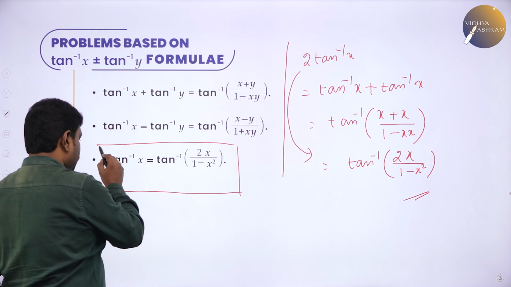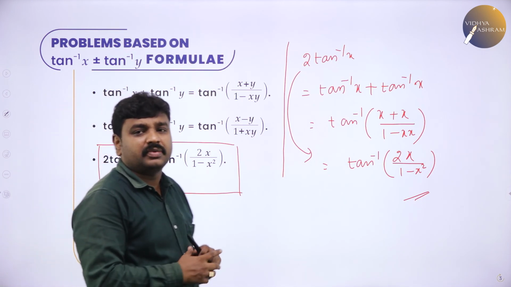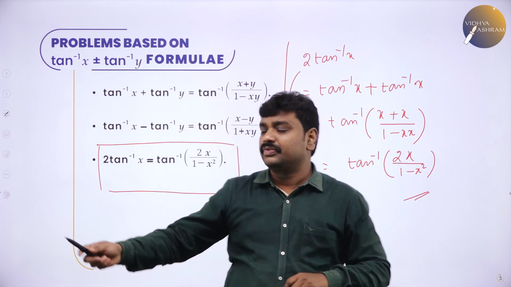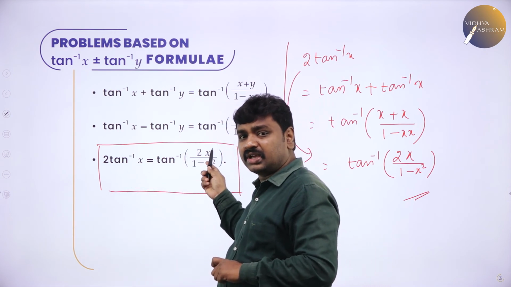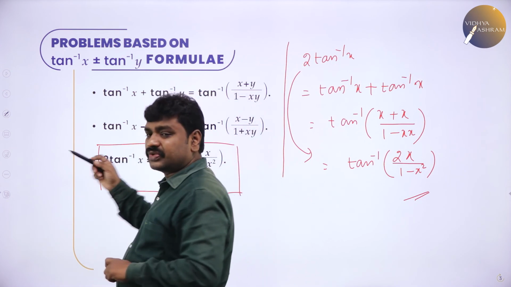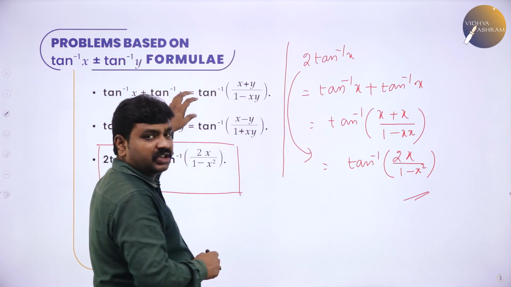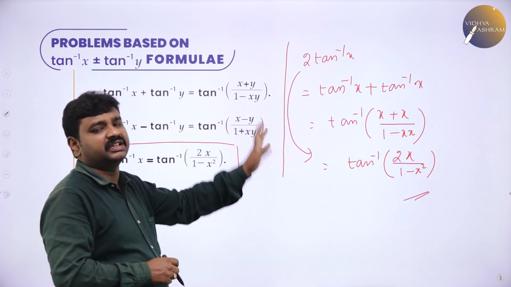2 tan inverse x can be written as tan inverse of 2x divided by 1 minus x square. What is 2 tan inverse x? Tan inverse of 2x by 1 minus x square. Similarly, tan inverse x plus tan inverse y we can prove using compound angle. Take this as a, take this as b. A plus b, apply tan of a plus b, and you will get the results.